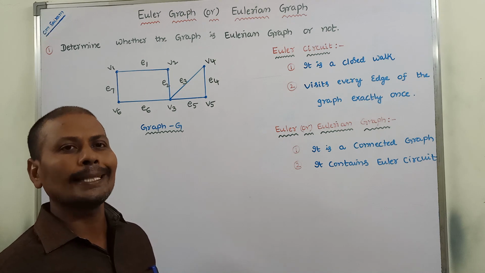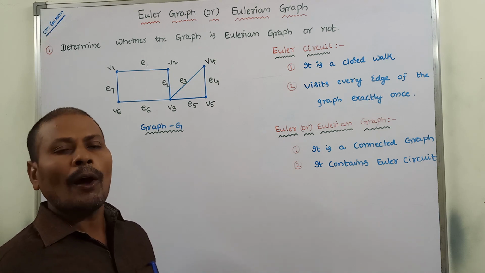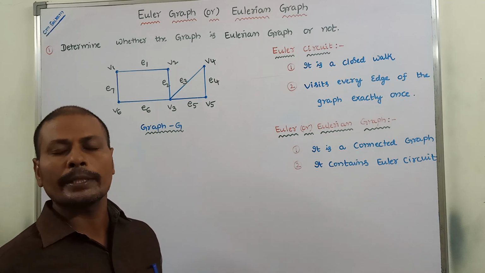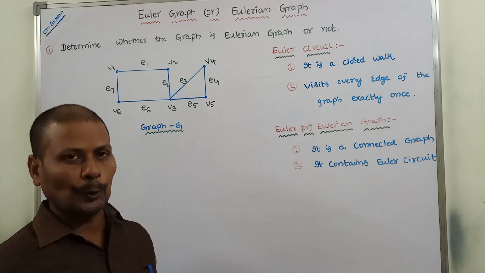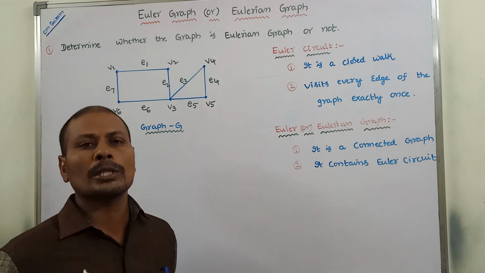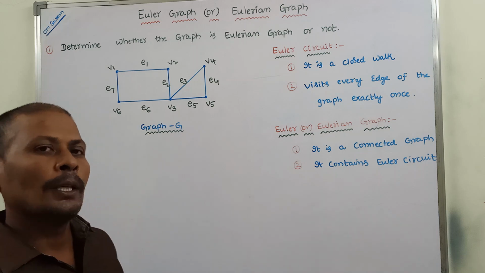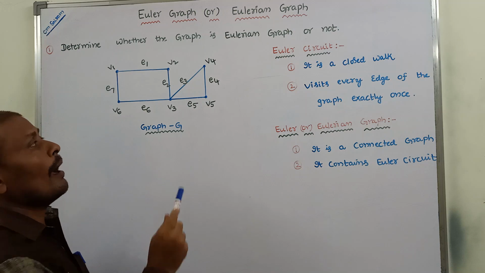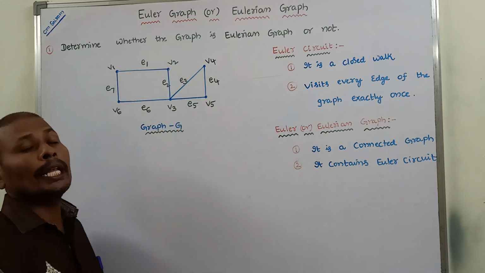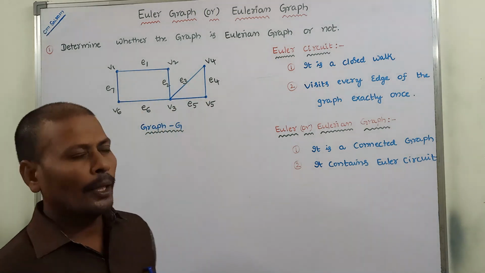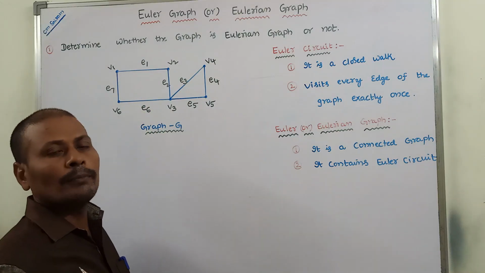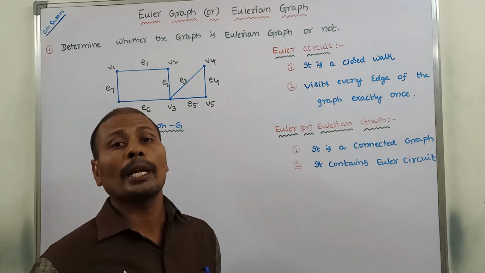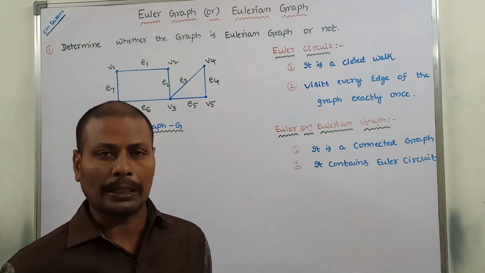Today we have to discuss Euler graph or Eulerian graph in Discrete Mathematics course or our MFCS course. It is one of the most important concepts. Now in this video we have to discuss whether the given graph is Eulerian graph or not. Before going to this problem, first of all we have to know what is an Euler graph or Eulerian graph.